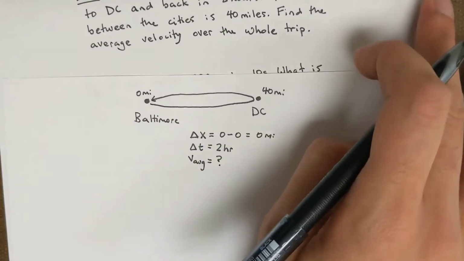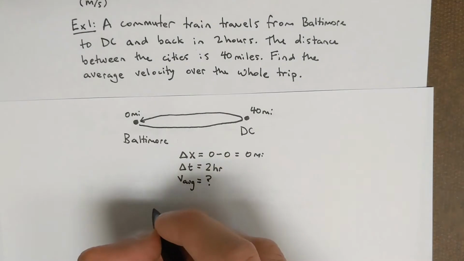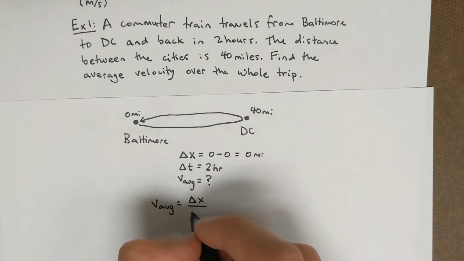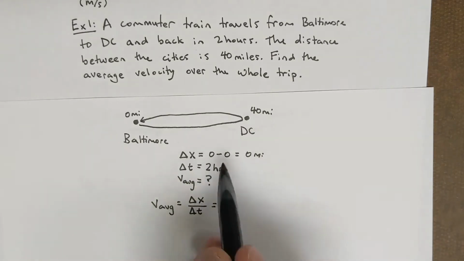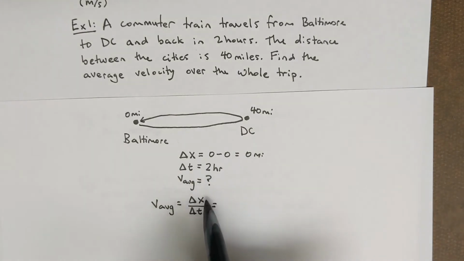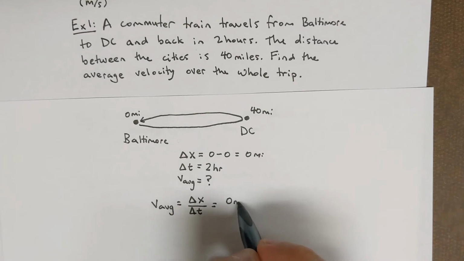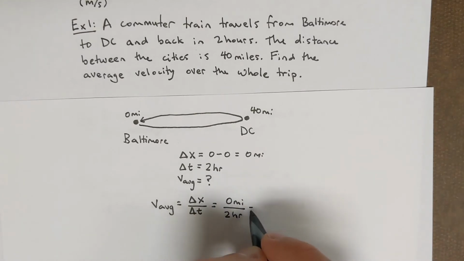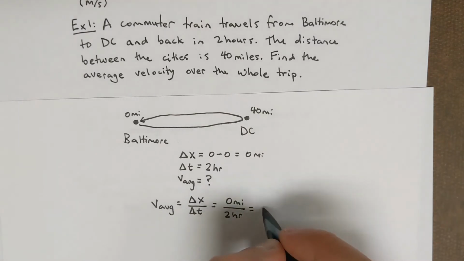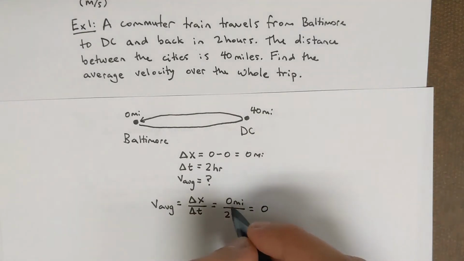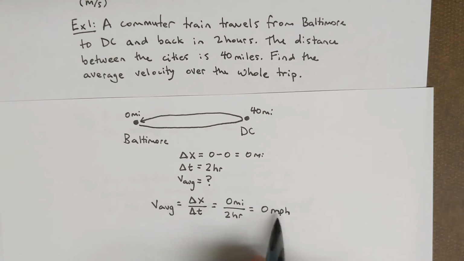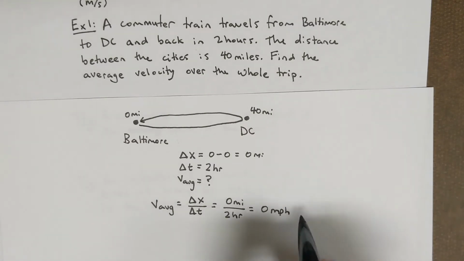Okay, so let's go ahead and write down our equation. V average is equal to change in position over change in time. We're going to substitute in the values. 0 miles for the change in the position. The change in time is 2 hours. Okay, 0 divided by 2 is 0, because 0 divided by any number just gives us 0. So it's 0 miles per hour. And since the velocity is 0, the direction here is arbitrary.